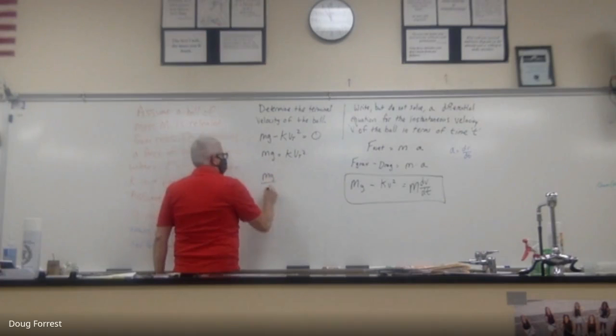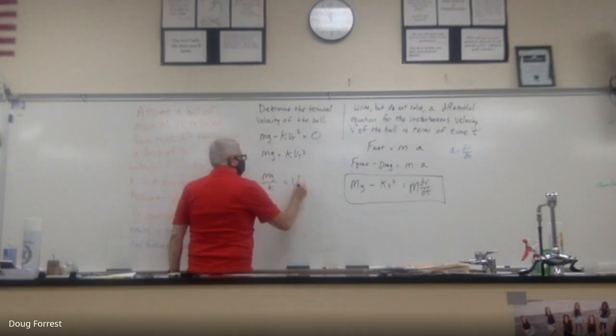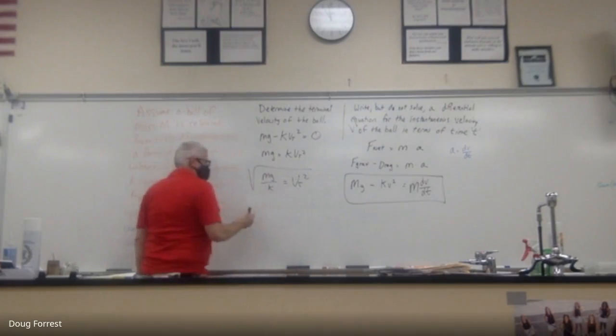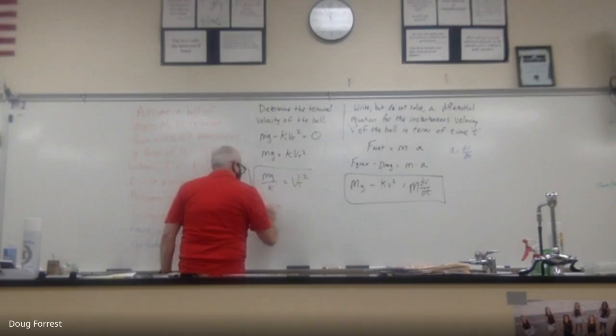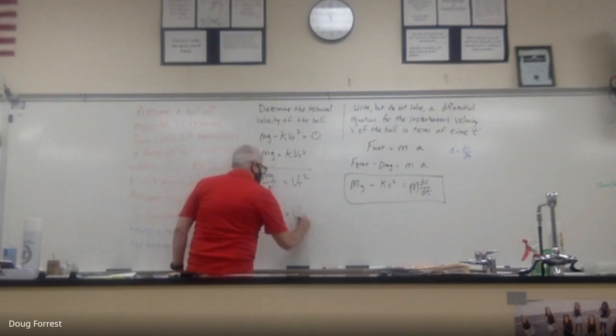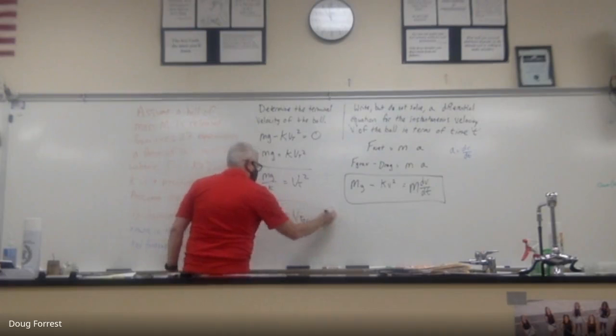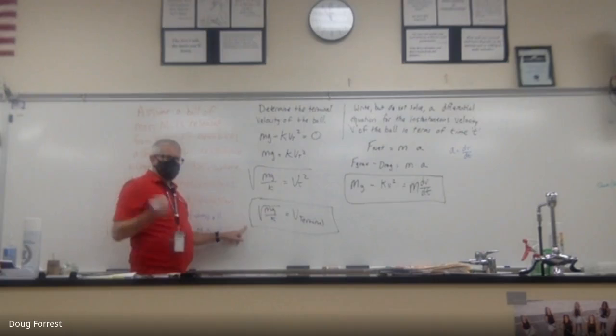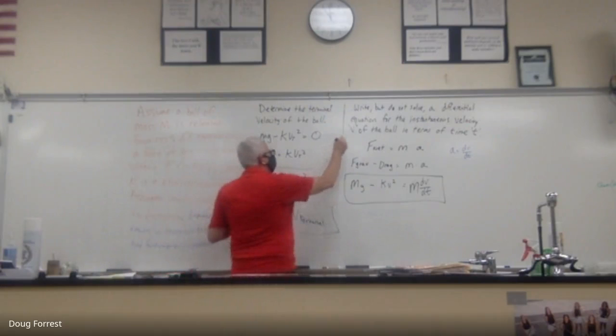So now I can say mg is equal to k vt squared. vt squared equals mg over k. Square root the whole thing. I think that's the appropriate term. I definitely think that's something you can do, right?